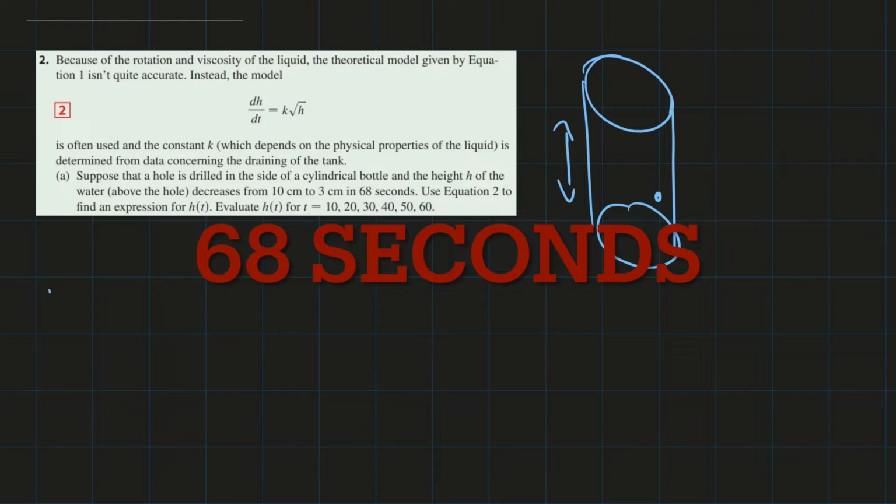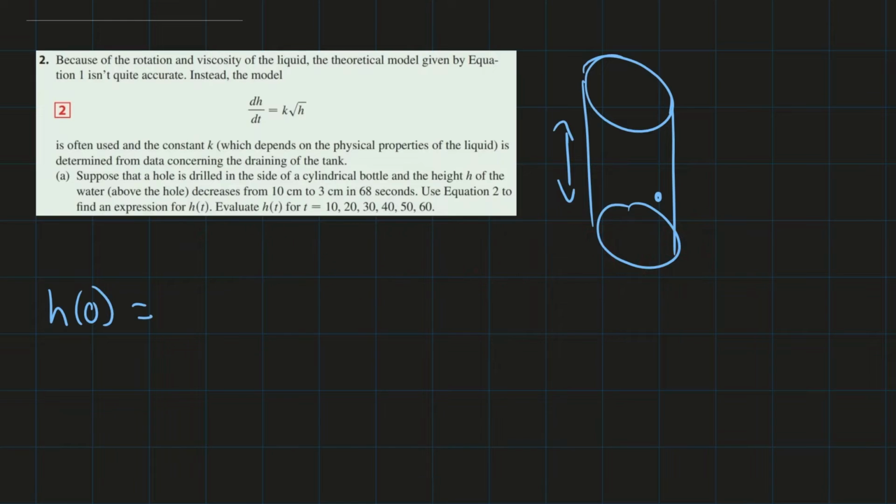So this tells us that h of 0, the height at t0, is going to be 10, and then our height at 68 seconds is going to be 3. We need to use equation 2 to find an expression for h of t. So this is going to be our equation 2 up here.